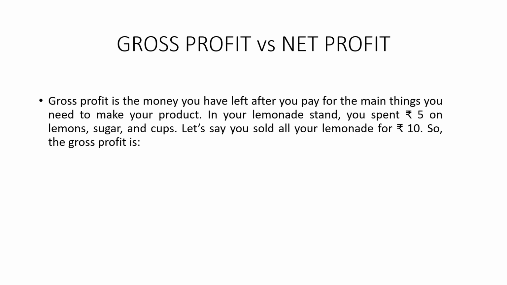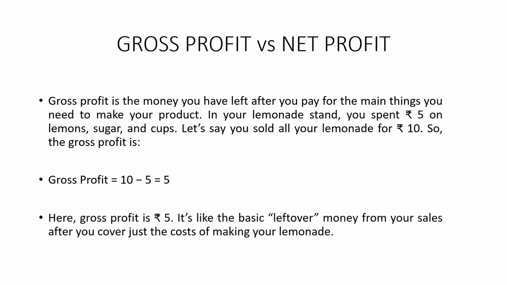Gross profit is the money you have left after you pay for the main things you need to make your product. In your lemonade stand, you spend 5 rupees on lemons, sugar and cups. Let's say you sold all your lemonade for 10 rupees. So the gross profit is 10 minus 5, which is 5 rupees. It's whatever money is left over after your sales, once you cover just the cost of making your lemonade.